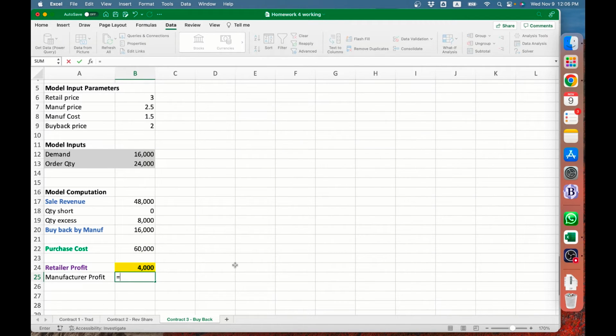Okay, and the manufacturer's profit is going to be the revenue they earn. This purchase cost becomes revenue for the manufacturer, because whatever the retailer spends on purchasing, that's the money going to the manufacturer as revenue. So you could just click this cell, or you could do order quantity times the manufacturer's price. This is going to be the same number. So that will give you the $60,000 revenue for the manufacturer. Okay, minus they are going to have manufacturing cost. They're going to have to produce this much times their manufacturing cost. That's going to be subtracted, and then minus they're going to have another cost. What they have to buy back? They have to buy back the excess.